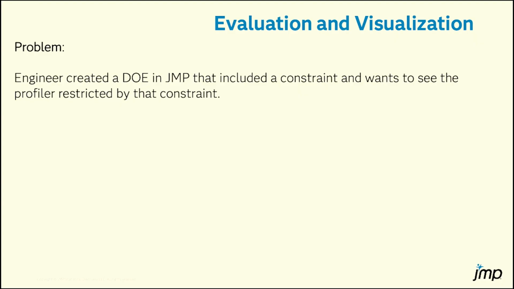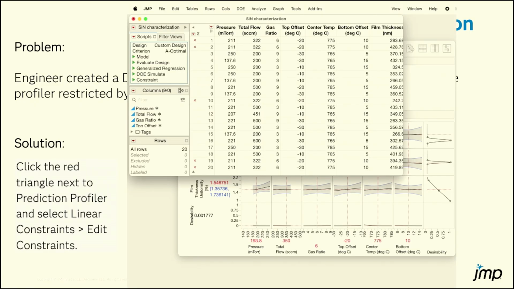So there might be some combinations of factors I don't want to include in my experiment, or I could have a linear combination. Maybe there's a part of the design space that I don't want to use. So if we design something in JMP and it has a constraint, that constraint will carry through all the way to the profiler. You can also add a constraint in the profiler, but it's going to make a lot more sense if we've designed it this way. We already have the constraint in the design, so I'm going to show you this way.